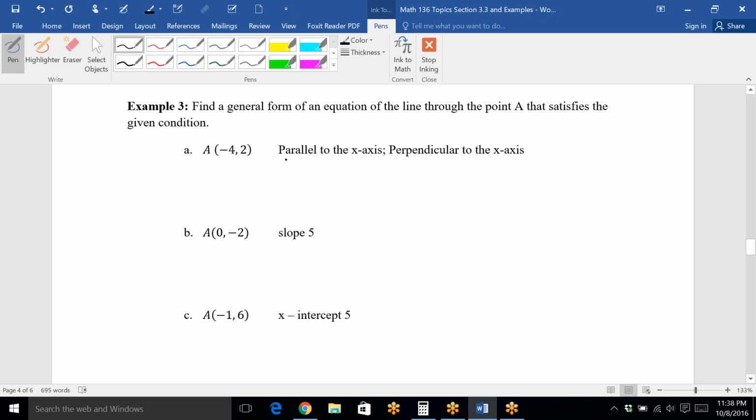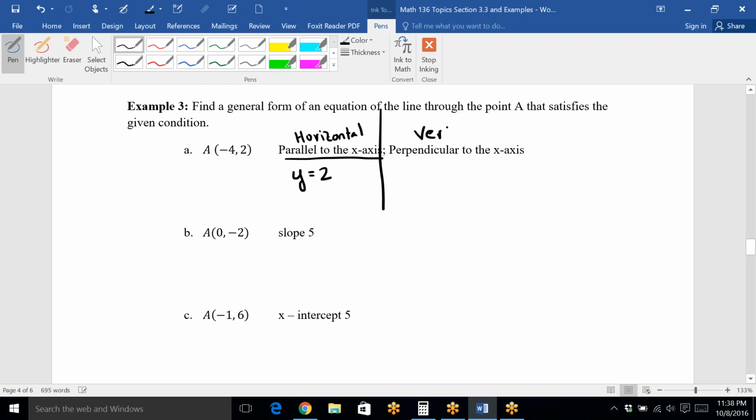It says this is a point and you want to be parallel to the x-axis. Parallel to the x-axis means you're horizontal. Horizontal lines are always going to be y equals a number. The number it equals is the y value. So this one will be y equals 2.